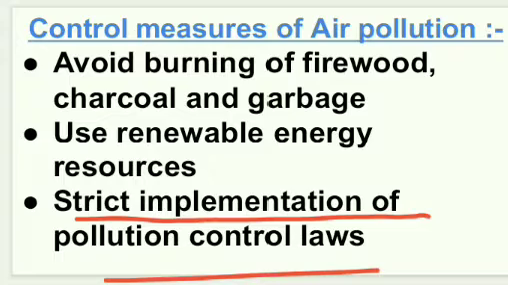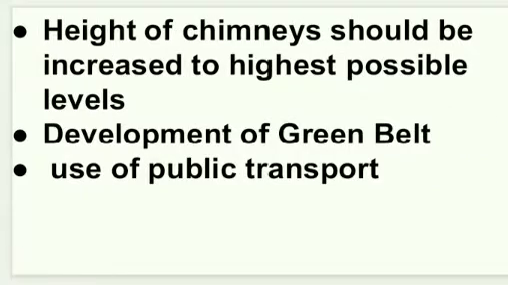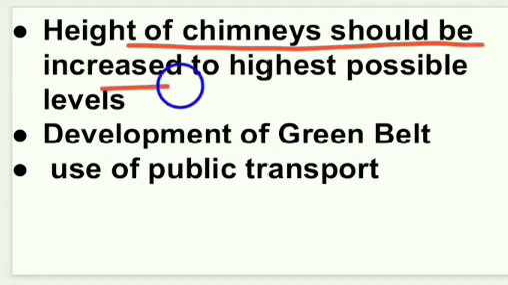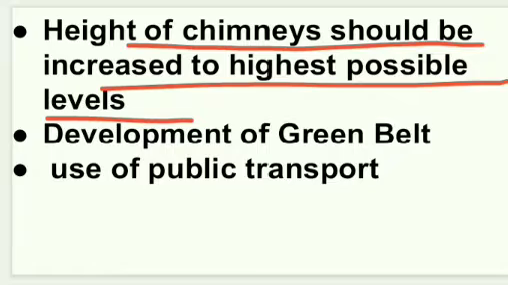We have various pollution control laws: Environmental Protection Act EPA 1986, Air Act of 1981, Water Act of 1974. So there must be a strict implementation of these pollution control laws. One more important thing is height of chimneys. In the case of industries, the height of chimneys should be increased to the highest possible levels so that pollutants can be discharged at the highest level in the atmosphere so that they cannot affect human health. So increasing the height of the chimneys is also one of the important measures.